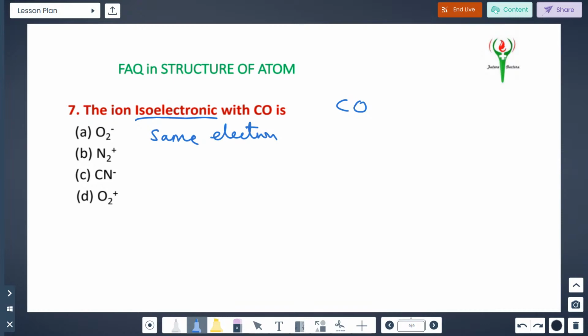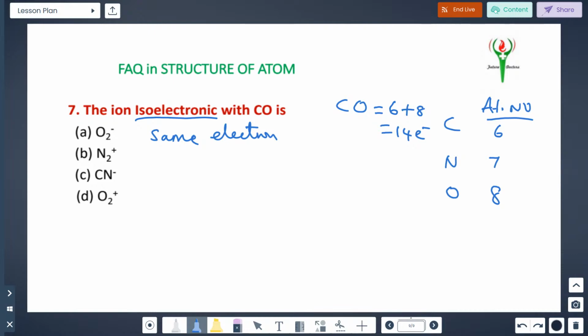First of all, carbon atomic number 6. Nitrogen atomic number 7. Oxygen atomic number 8. Understood? Now see, isoelectronic means, carbon is 6. Oxygen is 8. So totally how much? We have 14 electrons in CO. Likewise, we have to find out which species has 14 electrons.